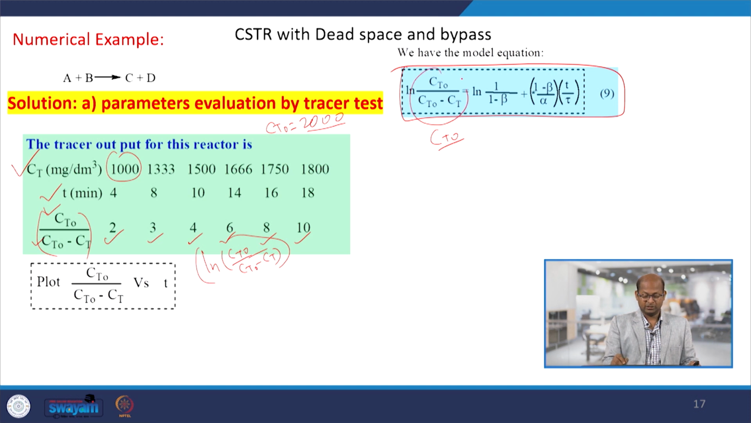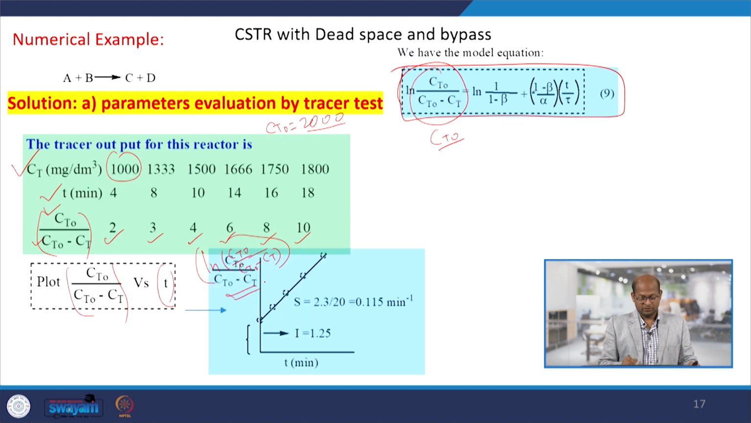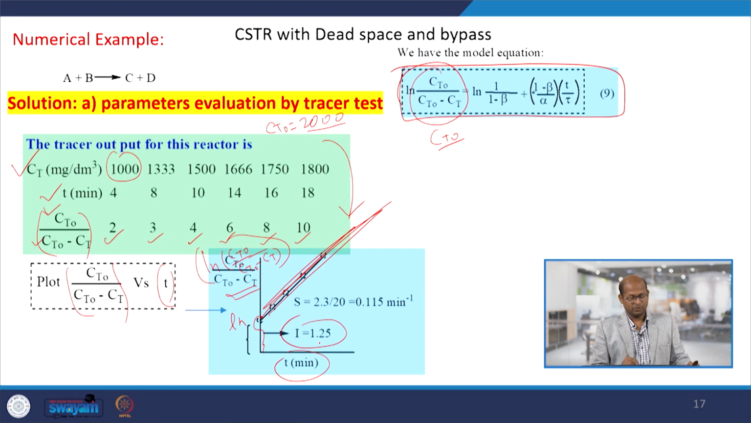So, in these equations we need this. Now we have to plot Ct0 against T. If we plot in ln's, this is ln Ct0 by Ct0 minus Ct against T. Based on these tables we can draw this line, and here the intercept value is 1.25 and the slope equals 0.115 minute inverse. So, we are getting the slope and intercept.